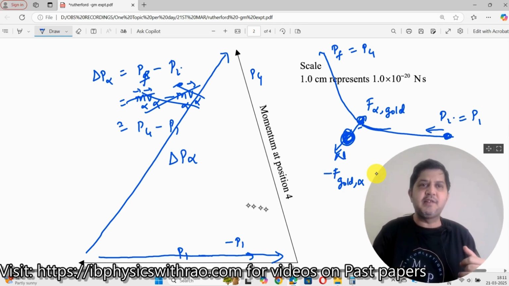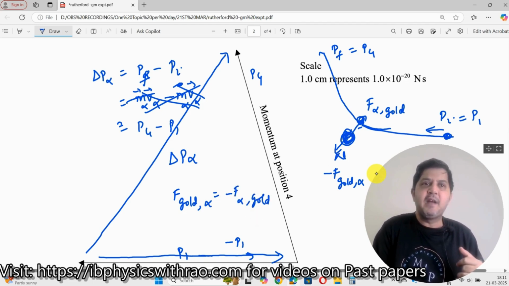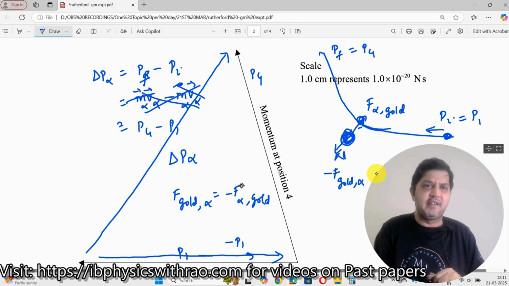So what I can do is, I can now write F gold comma alpha is equal to minus F alpha comma gold. I can write like this over here, or maybe I can put this negative sign that side also. Anyway, it's fine. I prefer to write like this. Anyway, you can write the other way also.